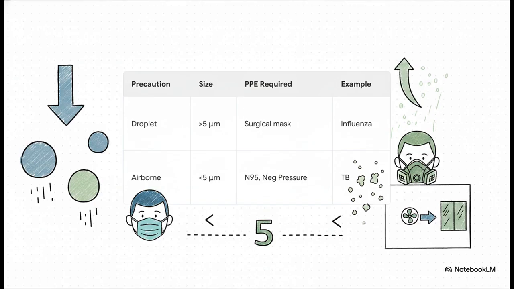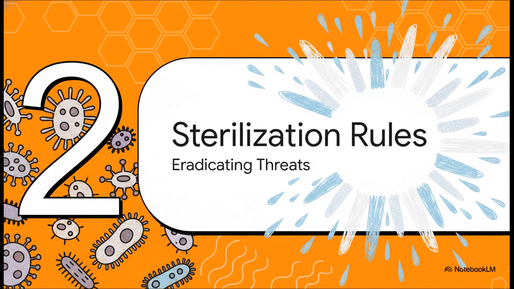Airborne precautions, though, those are for tiny droplet nuclei less than 5 micrometers. These things literally float in the air. This is your tuberculosis. For TB, you absolutely need an N95 respirator and a negative pressure room, so lock in that 5 micrometer cutoff. And this brilliantly illustrates why knowing the exact characteristics of a pathogen is absolutely critical. The biological makeup dictates exactly how we eradicate them.